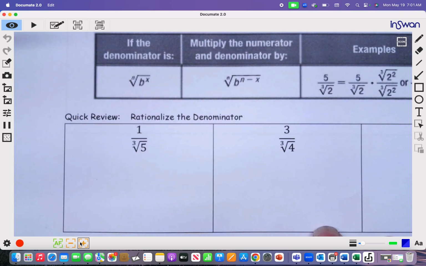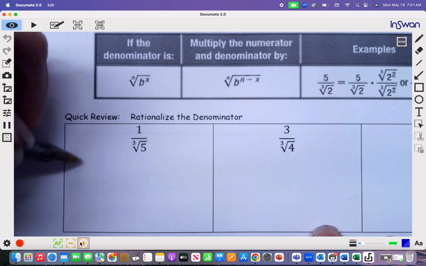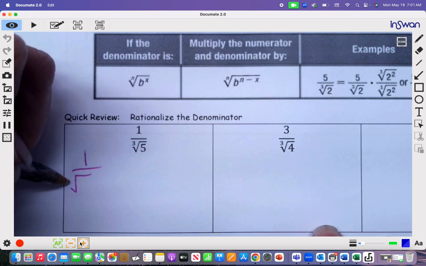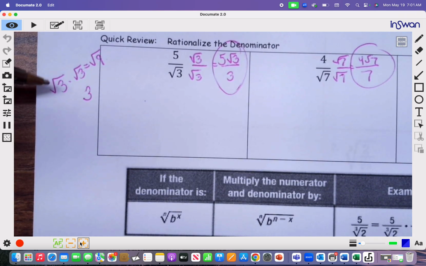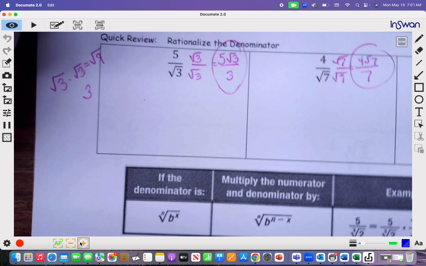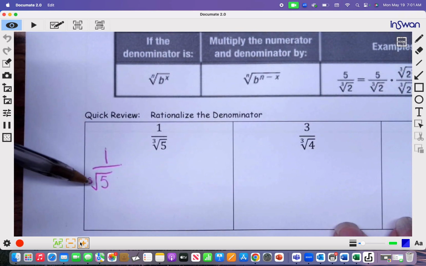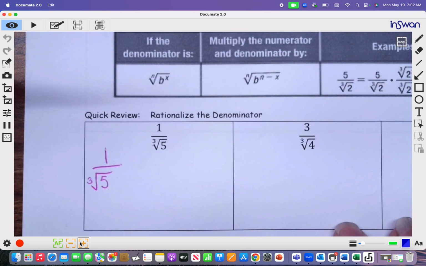Okay, so now I'm going to rationalize the denominator with a cube root. I'm just going to rewrite it so I have more room. Since this is a square root, I need 2 of them. This is a cube root, so I need 3 of them. So I have one 5 already.